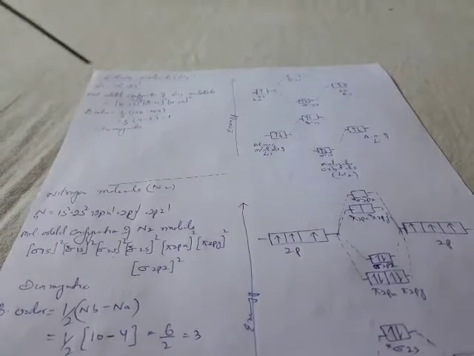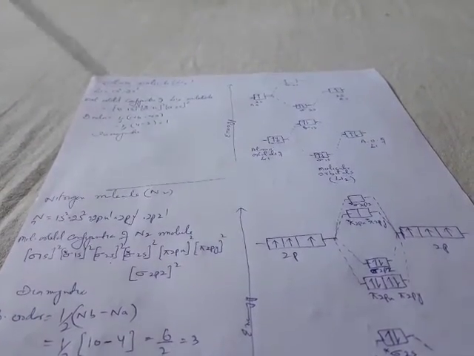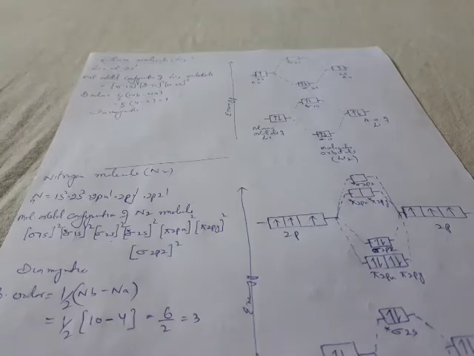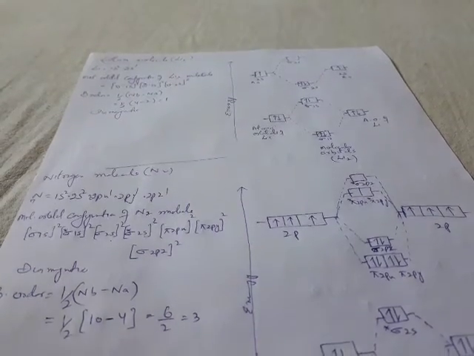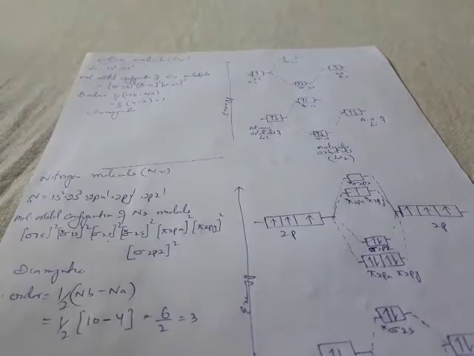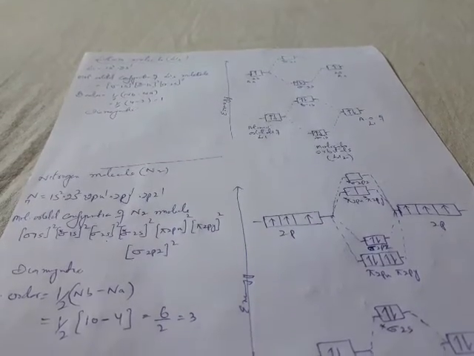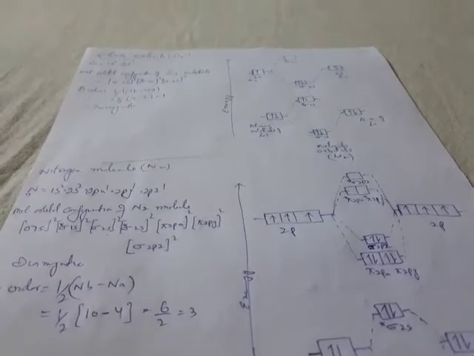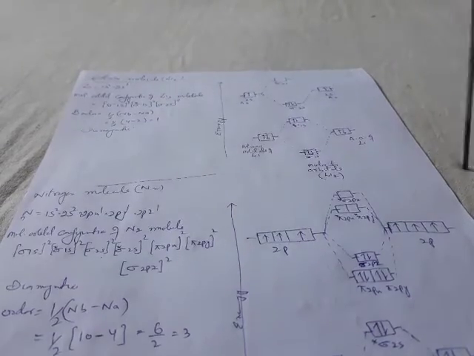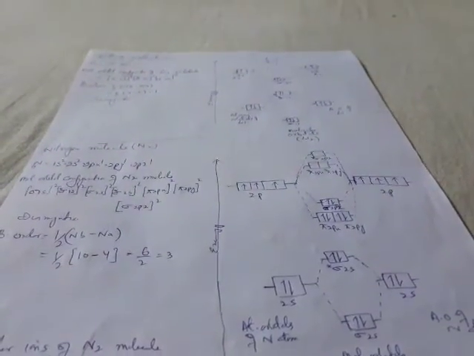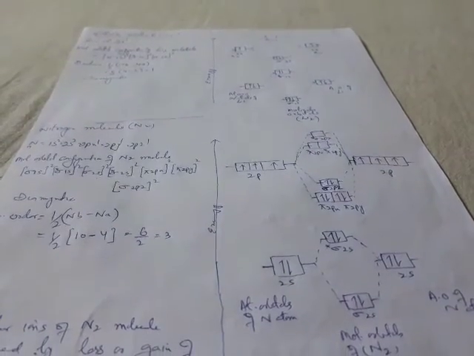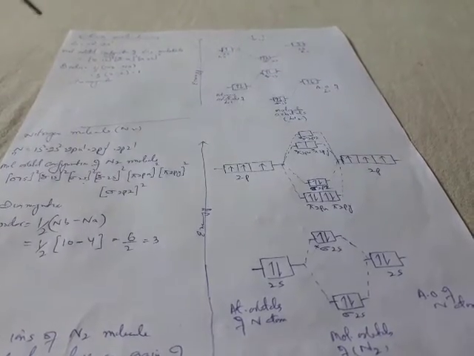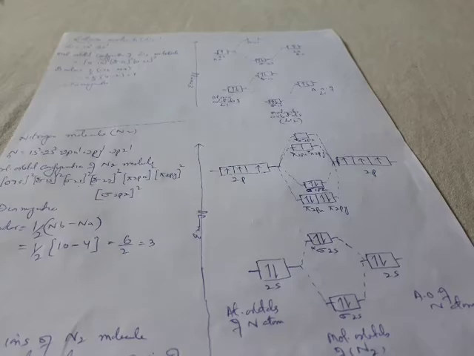Our today's lecture is about the molecular orbital diagrams of various molecules. We have already discussed some examples of molecular orbital diagrams of certain molecules. Now let me give you a few more examples so that you can understand fully how the filling of electrons takes place in these molecular orbitals and how different molecules are formed as per molecular orbital theory.